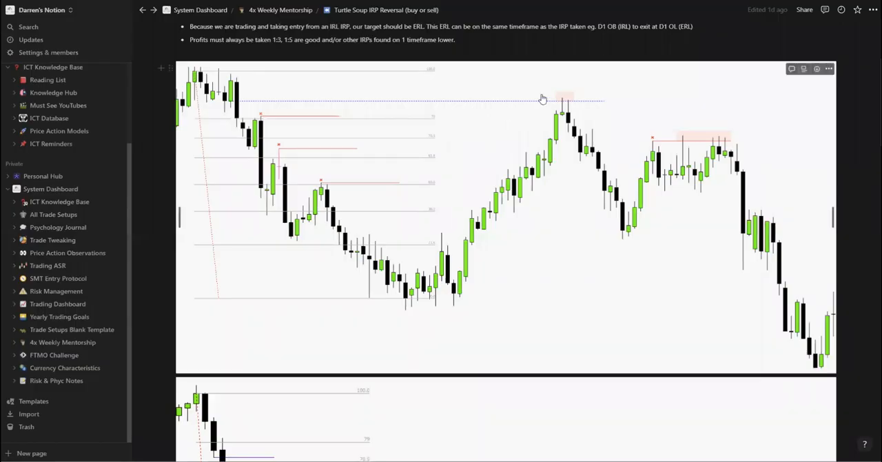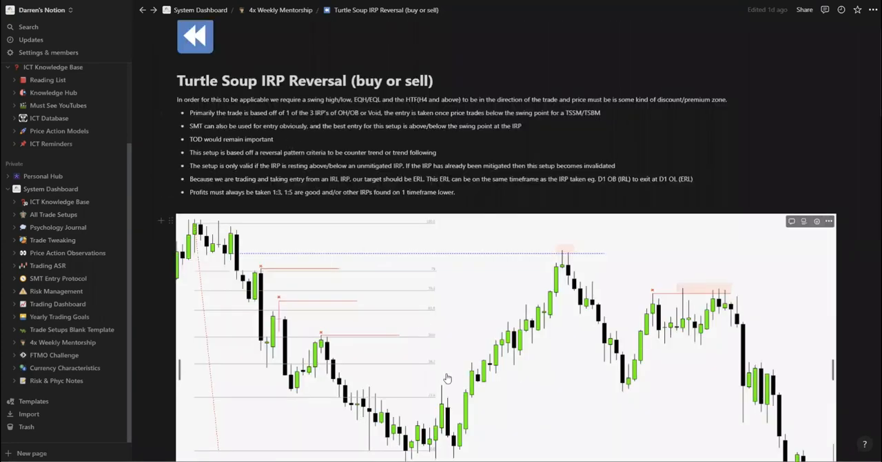Okay, so like I said, it really depends on what time frame you use this on, but you need some kind of turtle soup to occur, be it buy or be it sell, turtle soup sell model, turtle soup buy model, and above that liquidity point, you need an IRP of an order block or a void, and then that's where you're going to be looking to take your entry. Okay, so there's a little bit of rules here. I'll show you some more setups now.